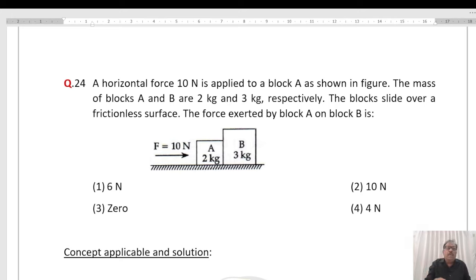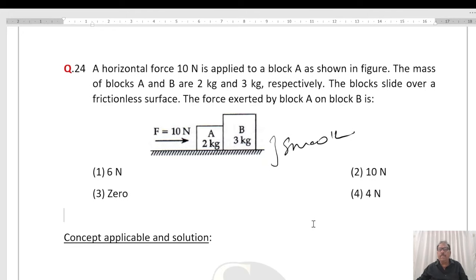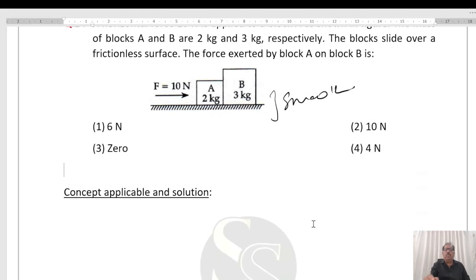Question is, a horizontal force of 10 Newton is applied to block A as shown in the figure. The mass of block A is 2 kg and of B is 3 kg respectively. The blocks are over a frictionless surface. This is the smooth surface. The force exerted by block A on B means we have to find the free body diagram of both.